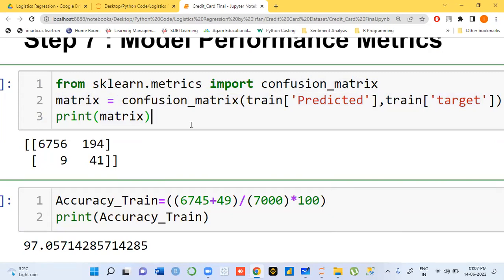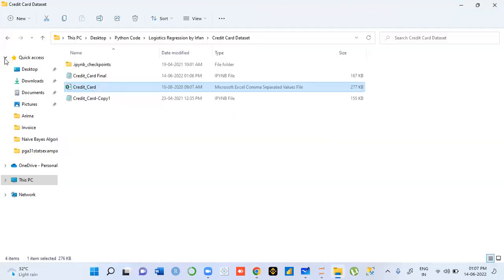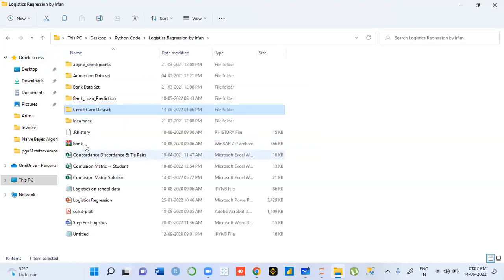Clear. Now to check the performance of the model, we take 6756 plus 41 divided by the total number of rows. How much is the accuracy I'm getting? If you remember, I made you write and solve it this way.